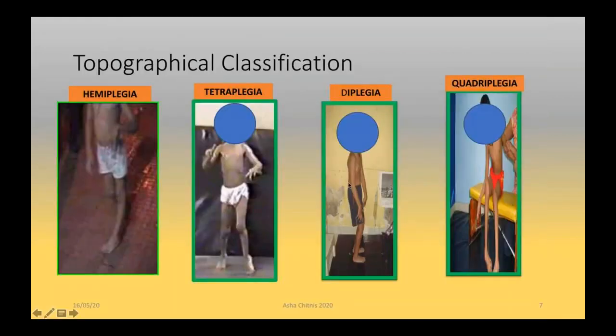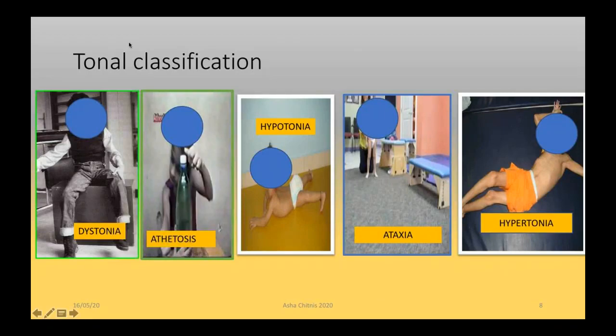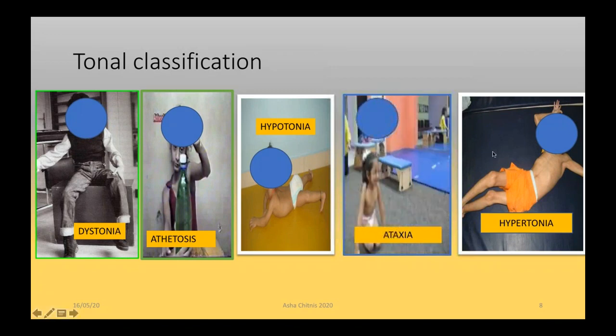So if I just show you all this, this is a child who has one limb involved. This is tetraplegia, so both legs and one hand are involved. He's somebody who's got diplegia, and he's someone who's got all 4 limbs and trunk involved. Hence, he's got quadriplegia. If you understand tone, this is dystonia. That is athetosis, where you see too much movement. When you see generalized hypotonia, this is hypotonia. And this is ataxia, where you see a child trying to perform activities but losing his balance and falling.